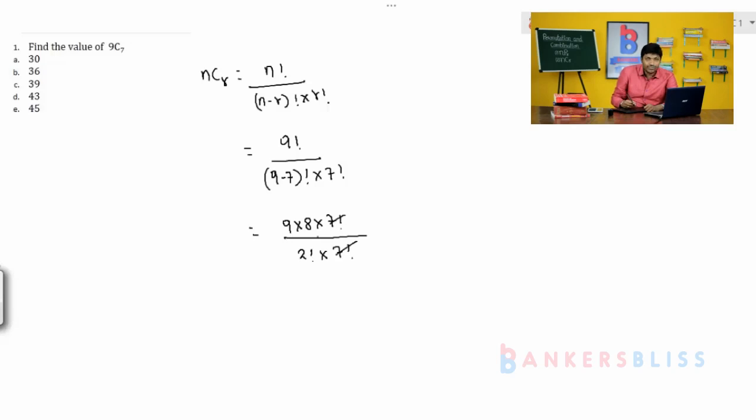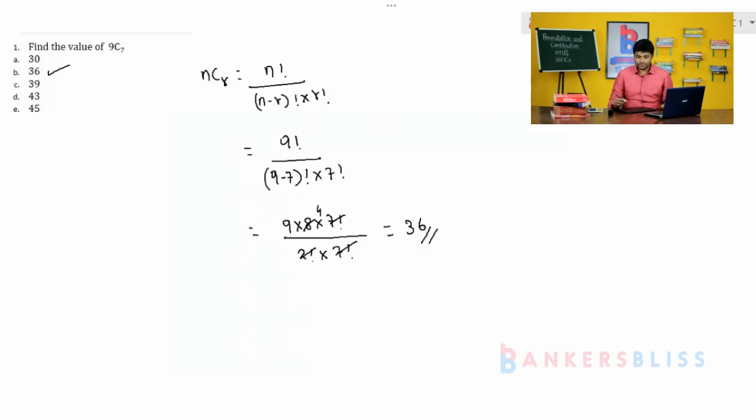7 factorial gets cancelled. 2 factorial means 2 into 1. 2 4s are 8. So the answer is 9 into 4, 36. Option B is the right answer. So very simple to calculate. Option B is the right answer. Okay, let's move on to the next problem.